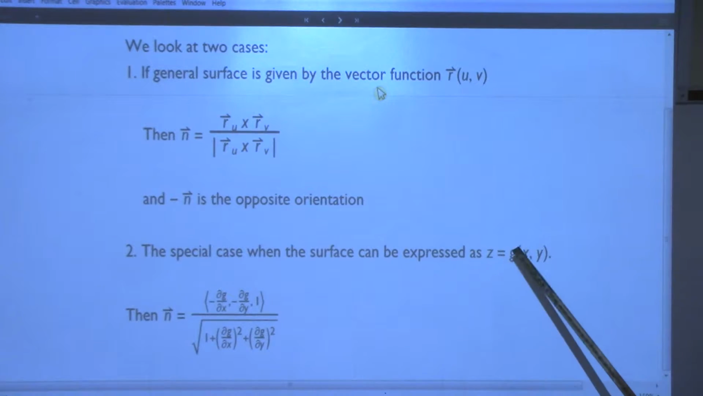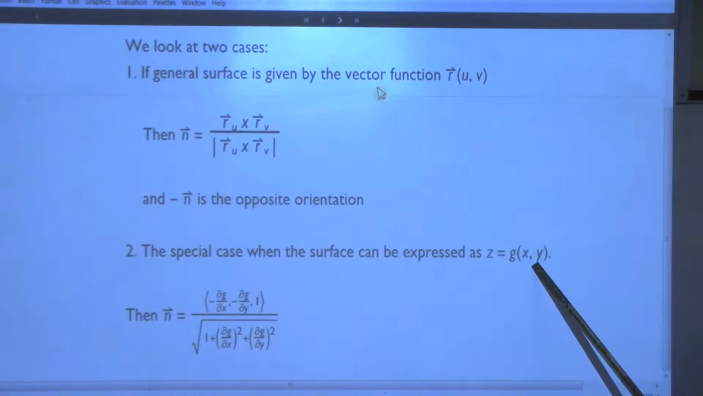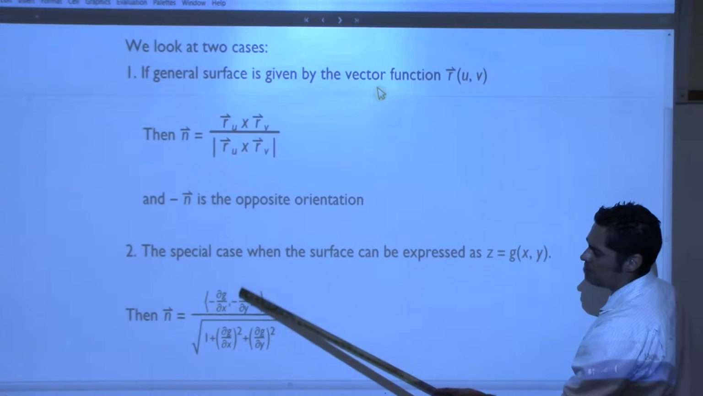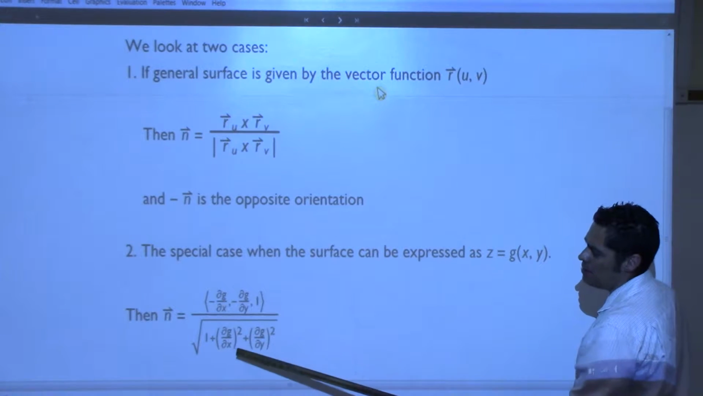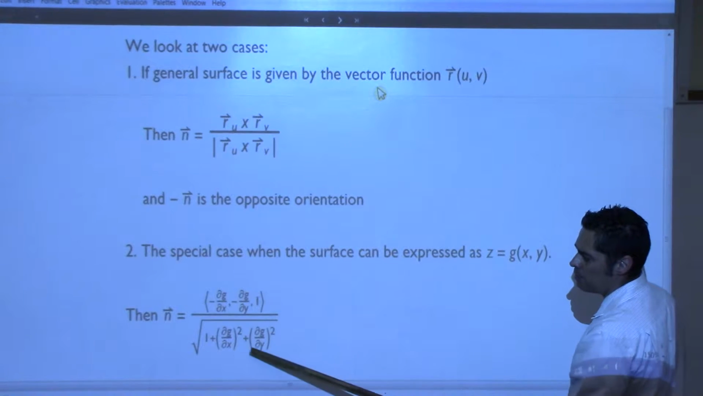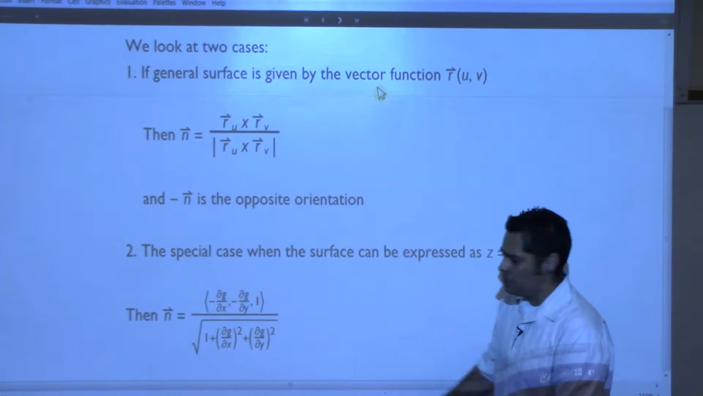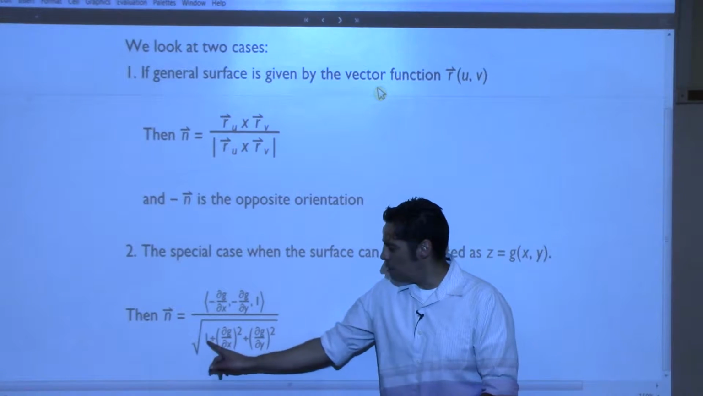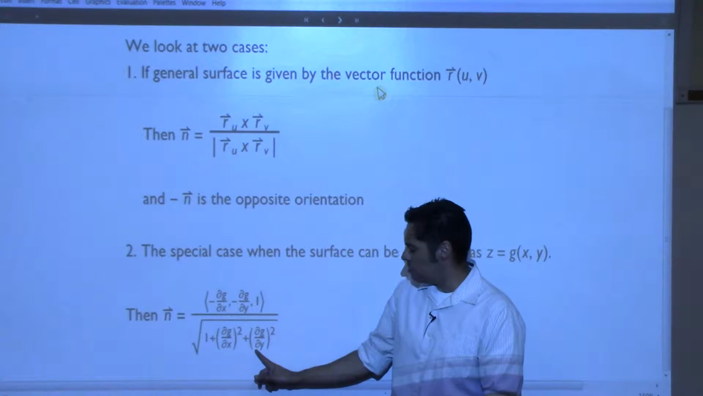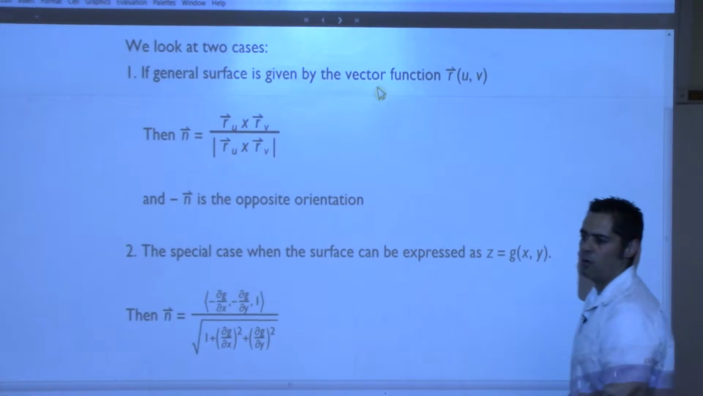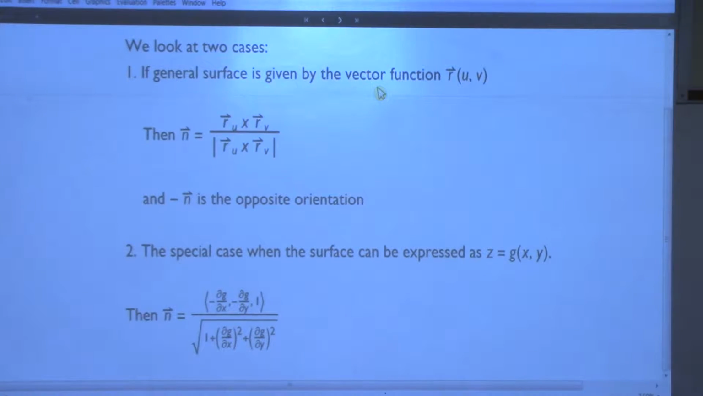When your surface can be written as a function of two variables, x and y, so this is a special case now, this cross product becomes this, and then the magnitude is this. So that should look familiar to you. That was that shortcut formula we used a second ago, the square root of 1 plus the partial of g with respect to x squared plus the partial of g with respect to y squared. But this right here, you would have to actually do the cross product to get that.